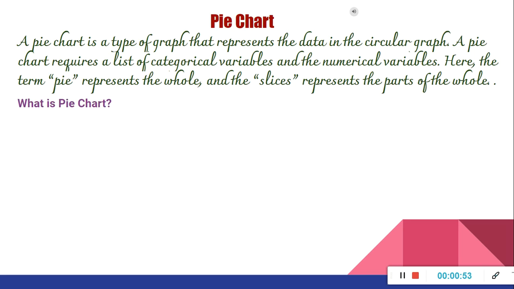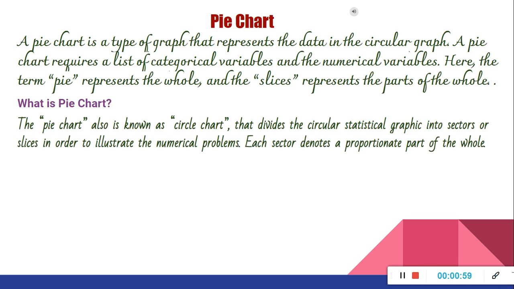What is a pie chart? The pie chart is also known as a circle chart that divides the circular statistical graphic into sectors or slices in order to illustrate numerical proportions. Each sector denotes a proportionate part of the whole. To find out the composition of something, a pie chart works best. In most cases, a pie chart replaces other graphs like the bar graph, line plots, histogram, etc.